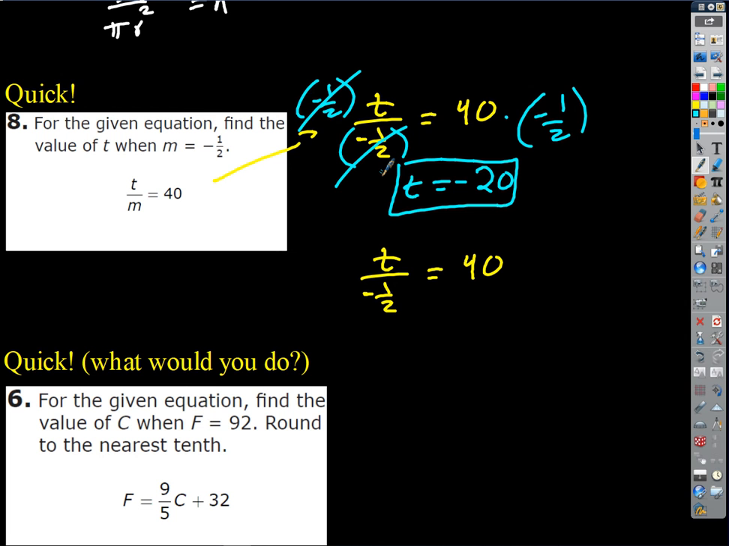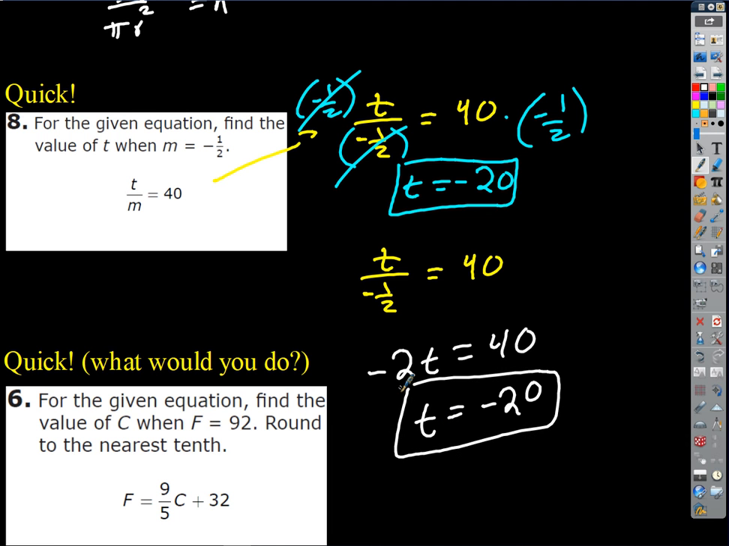Or I could simplify this, dividing by a fraction. What do I always do if I divide by a fraction? Multiply by the reciprocal, flip and multiply. So what's the reciprocal of -1/2? -2/1, or just -2. Right, so we can rewrite this as -2t equals 40, divide both sides by -2. Either way, I'm getting -20, right?